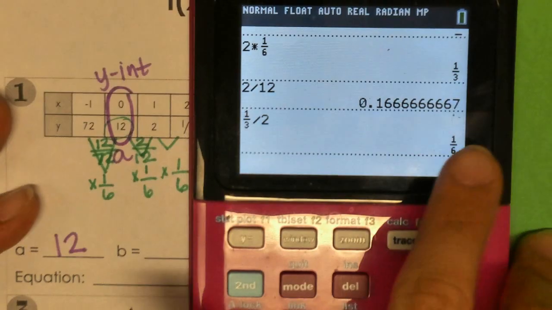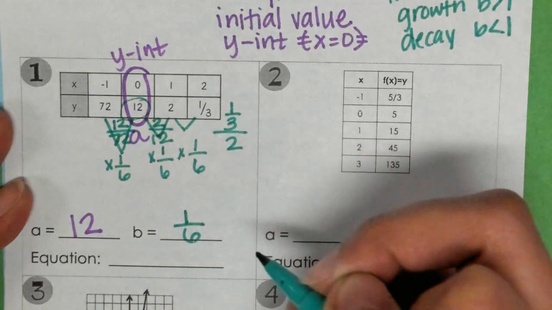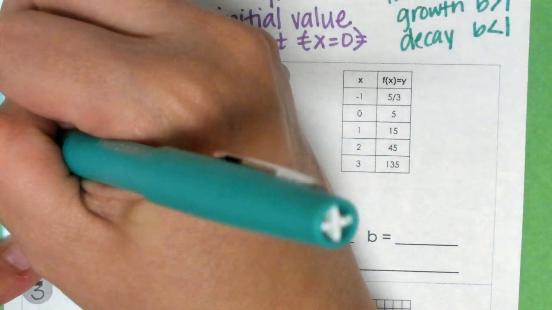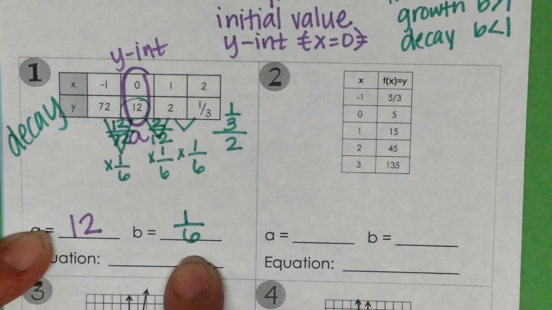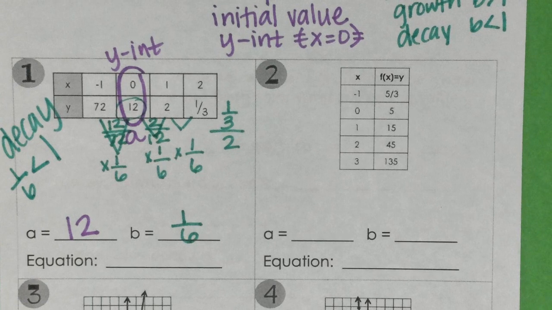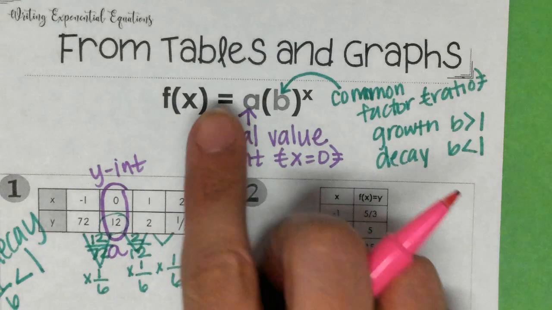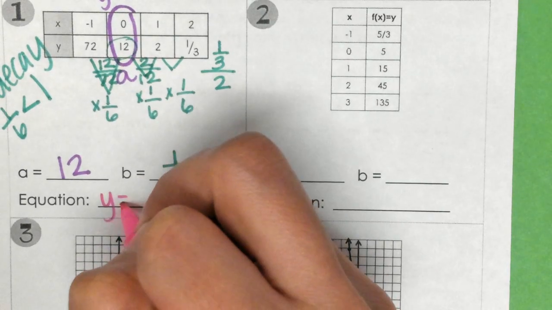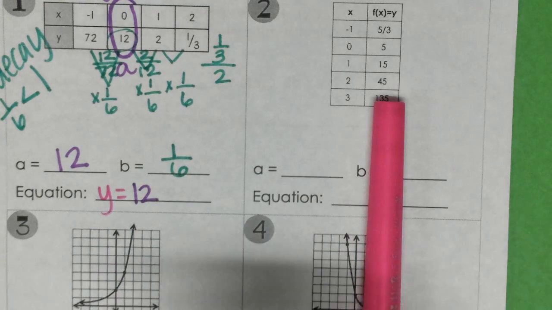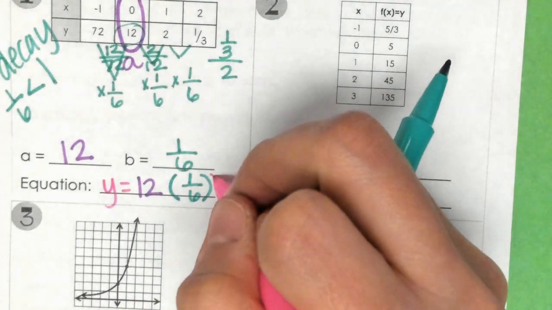This is the decimal form of it. This is the fraction form. So that means my b is 1/6, which makes sense. Notice my y values are going down, therefore this is decay. And 1/6 is, in fact, less than 1. So overall, my equation would be either f of x, g of x, or just y equals my a value, which is 12, times 1/6 to the power of x.